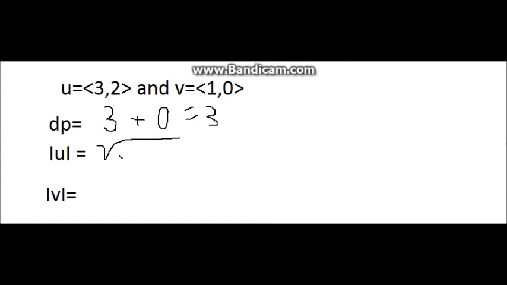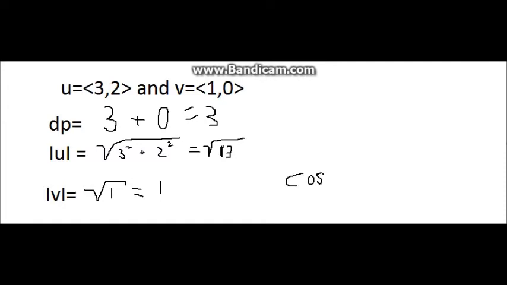Next, we find the length of u. So we do the square root of 3 squared plus 2 squared equals the square root of 13. Length of v: square root of 1 squared plus 0 squared, but 0 squared doesn't really matter and doesn't affect it, so it's just the square root of 1, which equals 1.